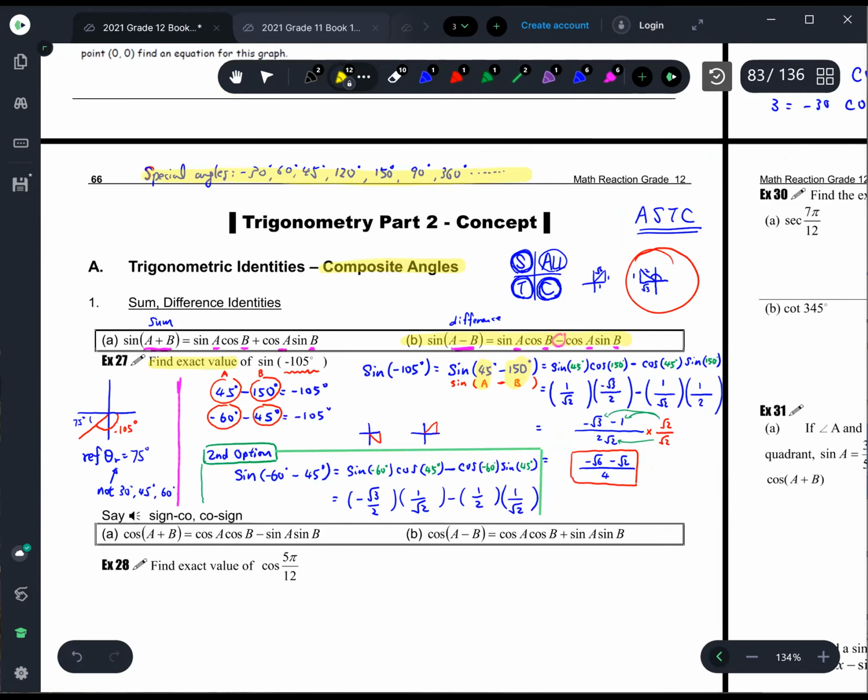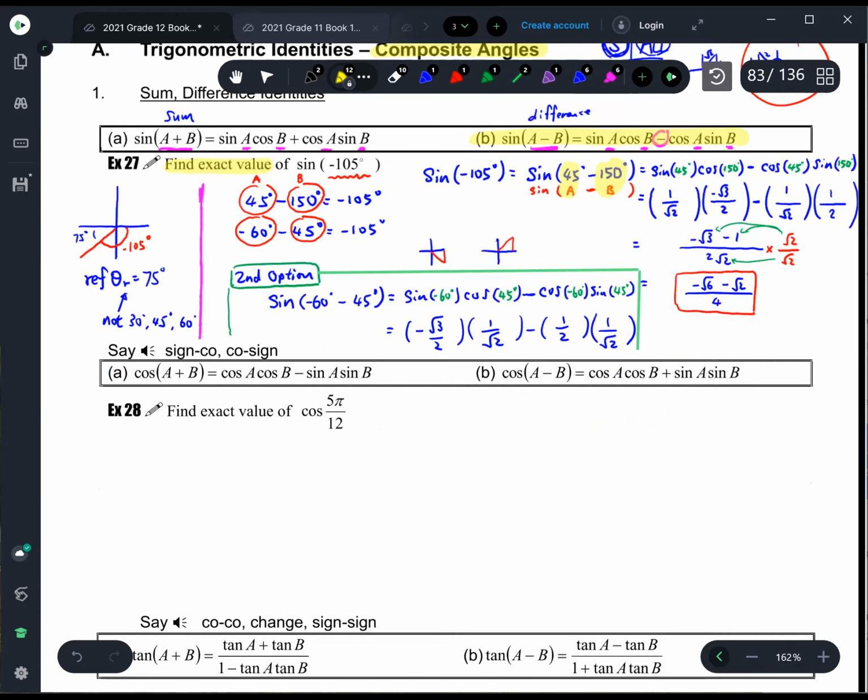Okay, so that's what we use these identities for, to find exact values for something that is not special. Sine of -105 is not special. The question could also change to use radians. If they give you something in radians in this question, the next one, 5π/12, do not change that into degrees. Don't do everything in degrees and then change it back to radians. Just work with what you have, all right?